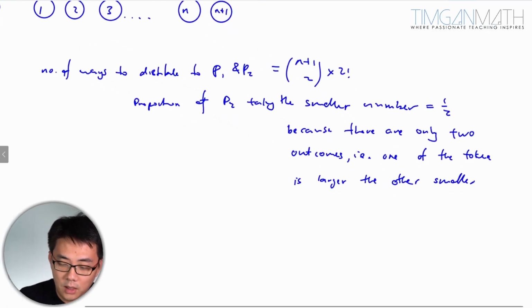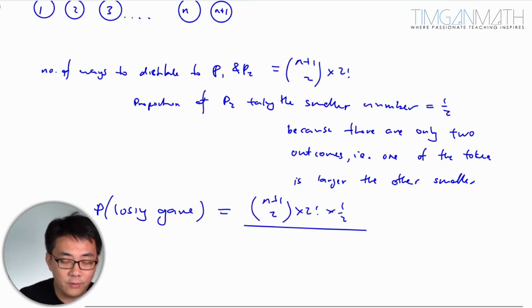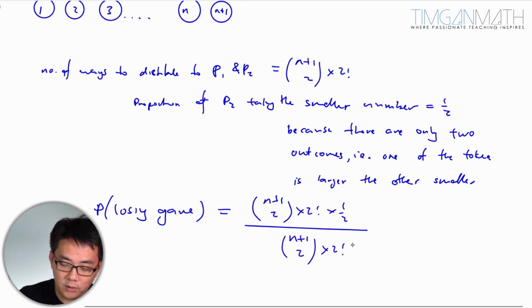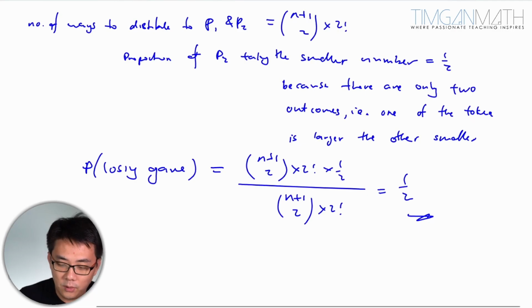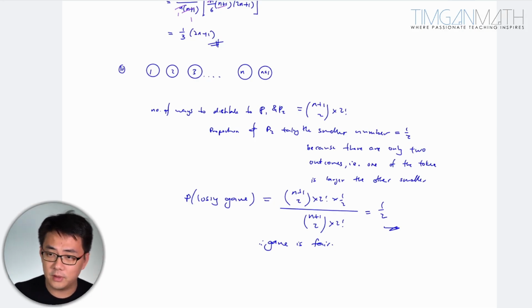So the probability of P2 losing the game would just be n plus 1 choose 2 times 2 times half, because half of the time he will take the smaller number, divided by n plus 1 choose 2 times 2 factorial. So this will just be half. In other words, the game is fair. That's how you can explain it. If you have a 50% chance of losing, you definitely have a 50% chance of winning. So this is how you understand this part.